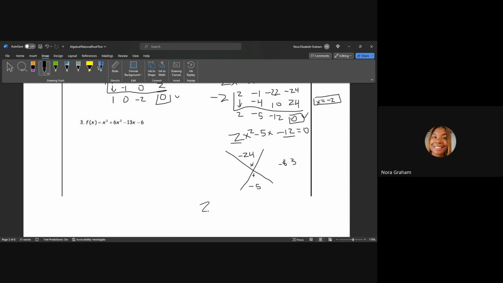So my first term, 2x squared. And I rewrite my middle term, minus 8x plus 3x. Because again, if I do minus 8 plus 3, I get back my middle term, but I'm just rewriting it. And then minus 12, okay? So all I did was rewrite this. Now I'm going to use grouping to factor this.